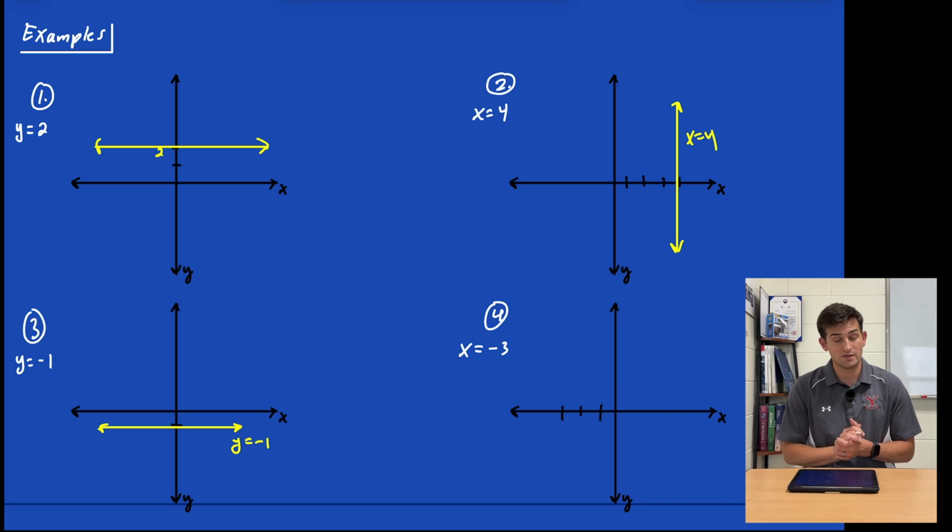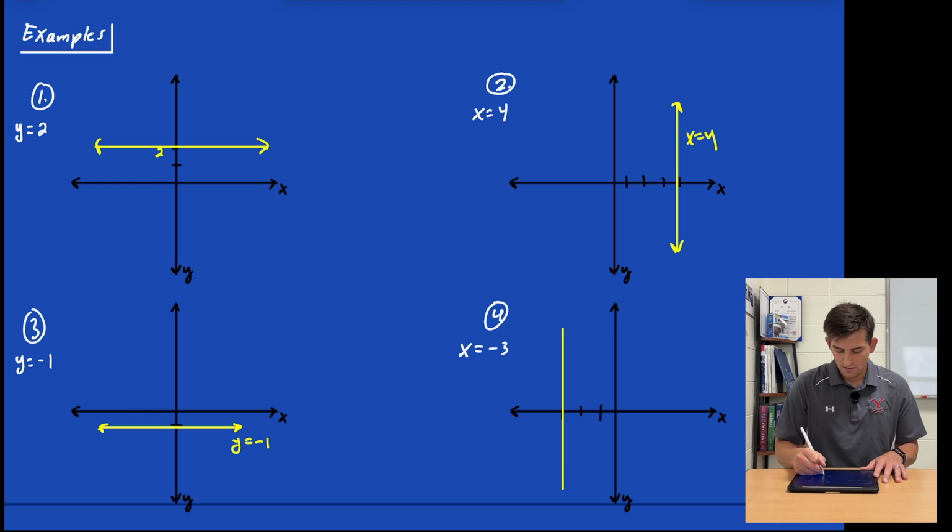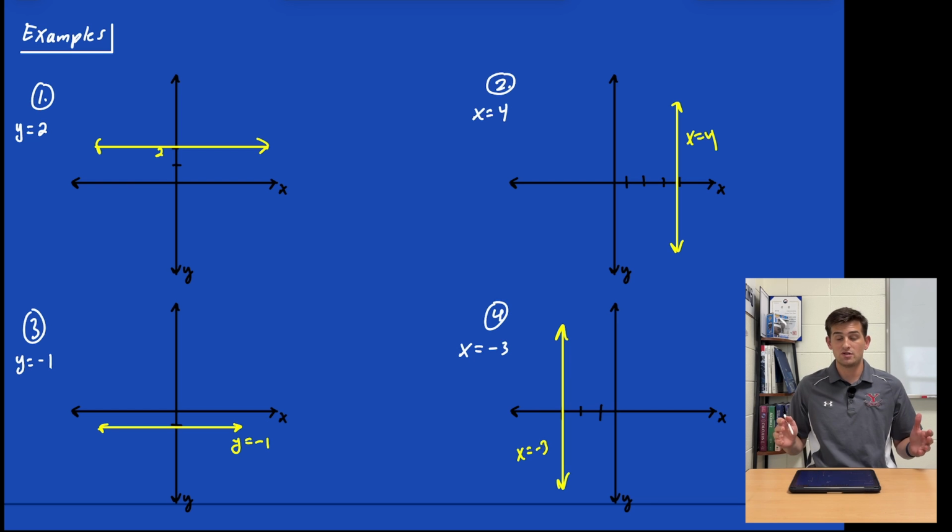The last one is x equals -3. Once again, x equals, VUX, vertical line through -3. That would be right there, and that would be my line x equals -3. Okay, so that's pretty much all there is to graphing horizontal and vertical lines.